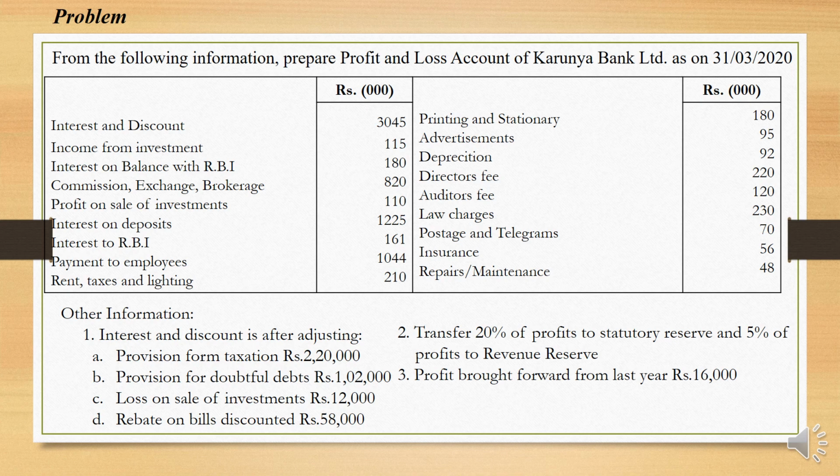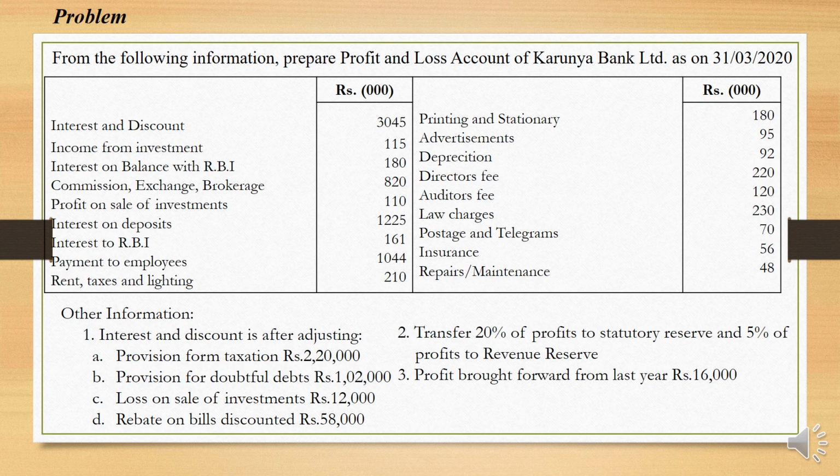Interest and discount, income from investment, interest on bank balance with the Reserve Bank of India, commission, exchange, brokerage, profit on sale of investment, interest on deposits, interest to RBI, payment to employees, rent, taxes and lightings, printing and stationery, advertisement, depreciation, directors fees, auditors fees, law charges, then postage and telegrams, insurance, repairs and maintenance. See, the last few items belong to the operating expenses.